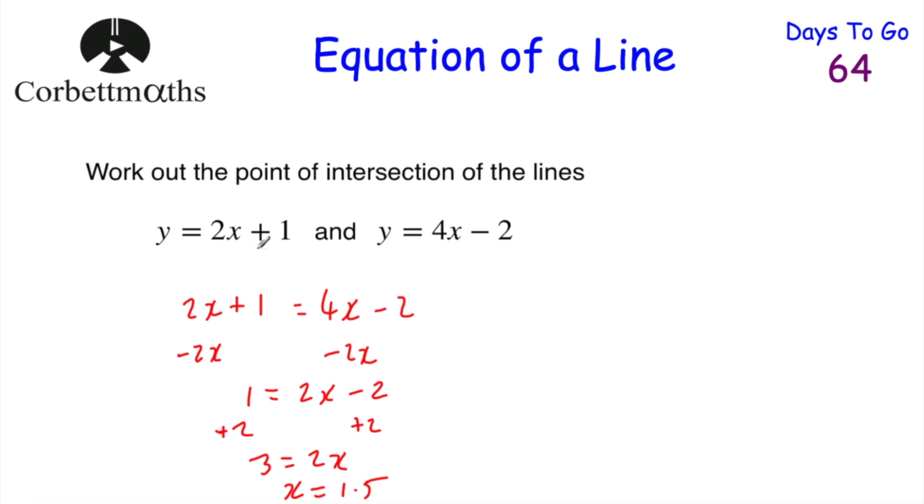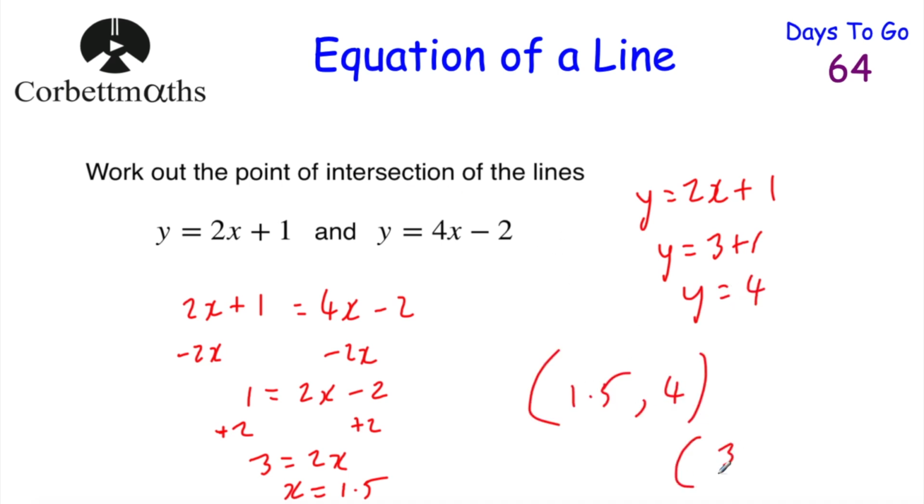Now we just need to substitute that into one of our equations. And it doesn't actually matter which one you substitute it into, because you're going to get the same y value. So let's substitute into the first one. So we've got y equals 2x plus 1. Well, 2 times 1.5 is 3, so we're going to get y equals 3 plus 1, and 3 plus 1 is 4, so y equals 4. So that means the point of intersection would be (1.5, 4), or I suppose you could write (3 over 2, 4), depending on which way you want to write it.